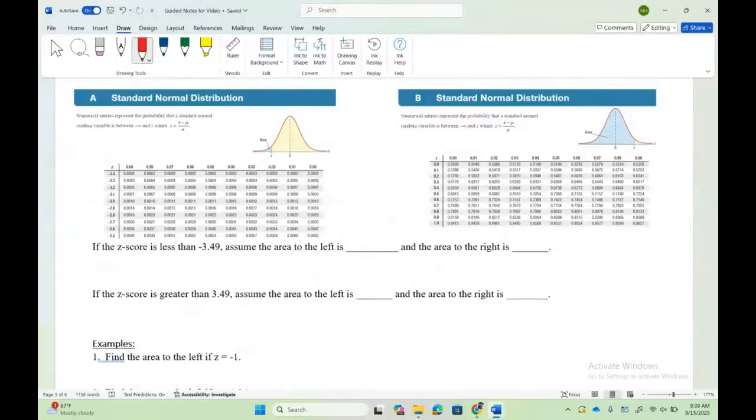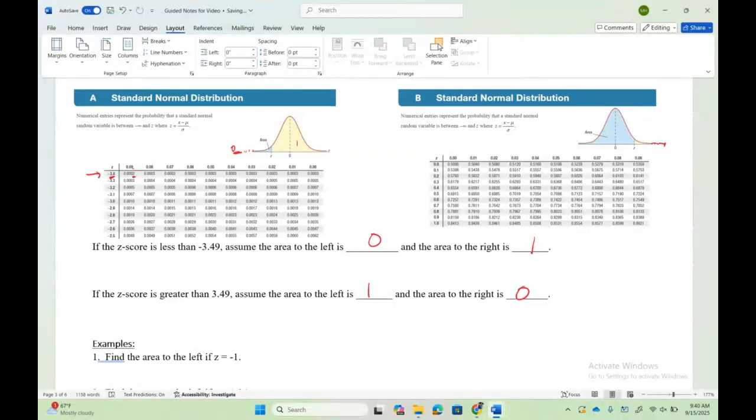All right, a few things. If the z-score is less than negative 3.49, assume the area to the left is 0 and the area to the right is 1. If you notice, the smallest z-score we have on our table is negative 3.49. So anything further to the left, we're going to assume the area to the left is 0 and the area to the right would be 1. If the z-score is greater than 3.49, we're going to assume the area to the left is 1 and the area to the right is 0. So kind of the opposite. If your z-value is all the way over here, we're going to assume that area is true.